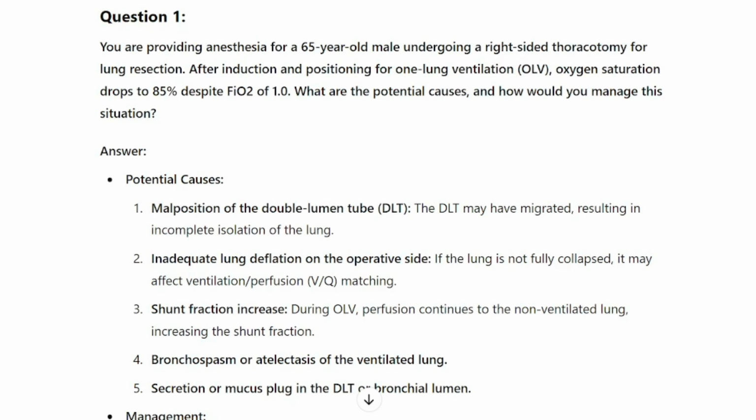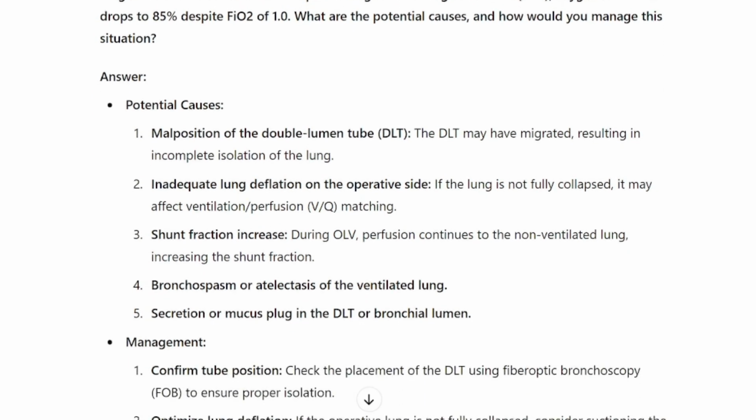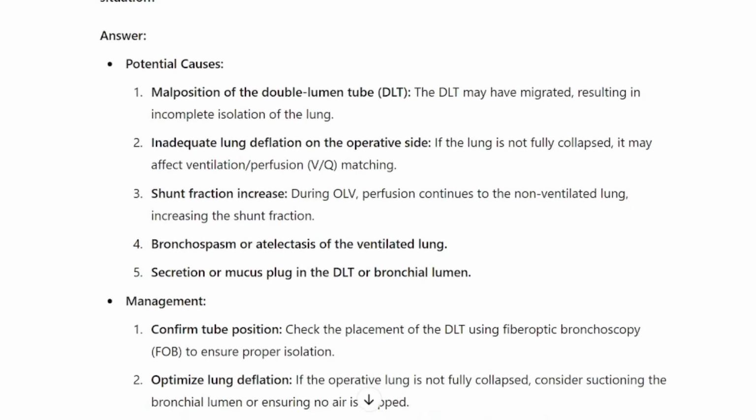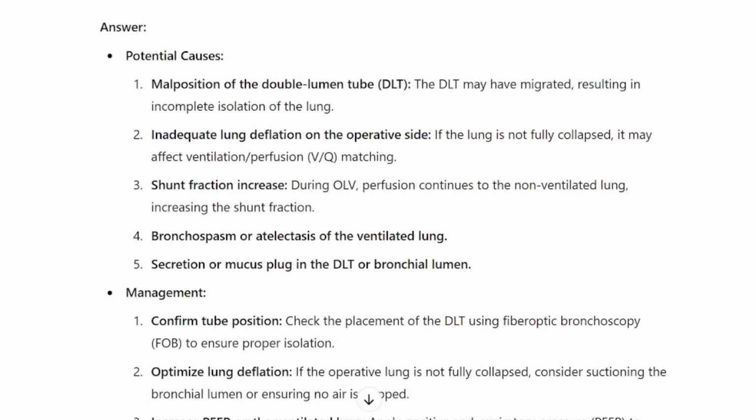Answer: potential causes. 1. Malposition of the double-lumen tube, DLT. The DLT may have migrated, resulting in incomplete isolation of the lung. 2. Inadequate lung deflation on the operative side. If the lung is not fully collapsed, it may affect ventilation perfusion, VQ matching. 3. Shunt fraction increase. During OLV, perfusion continues to the non-ventilated lung, increasing the shunt fraction.